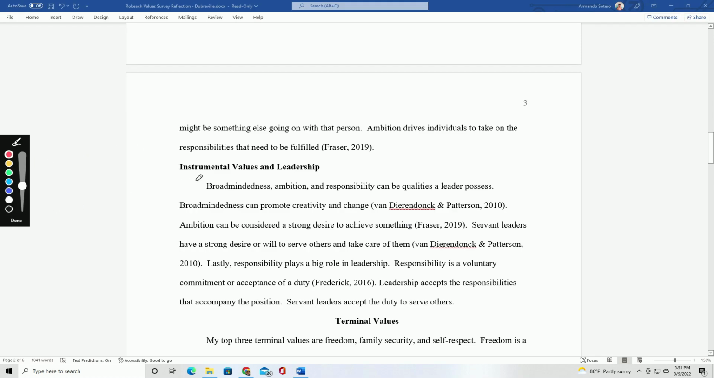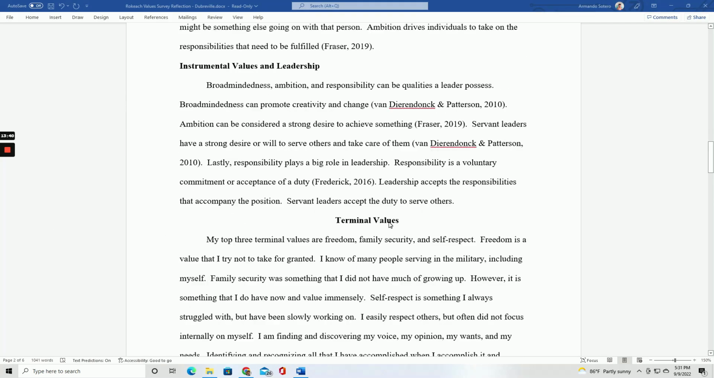Now, they're still talking about instrumental values. That's why there's another subheader, but now it's the values and leadership. Again, you can just see the continuous use of in-text citations. So this student will never get flagged for plagiarism because they are over in-texting where they got the information from.